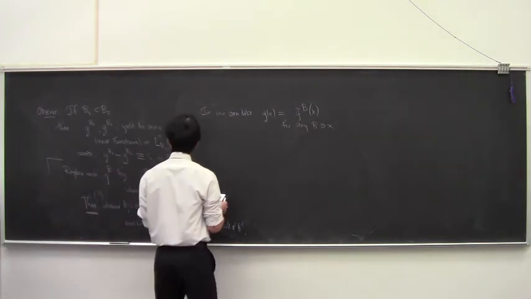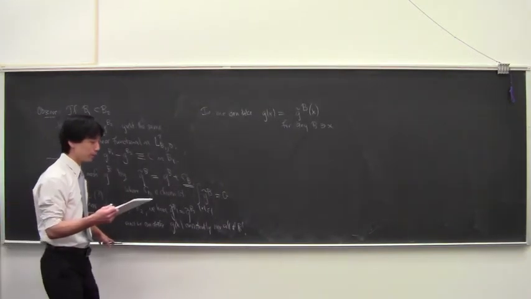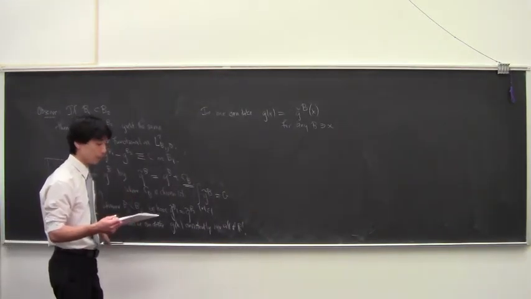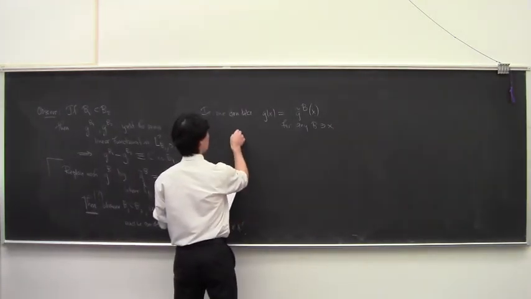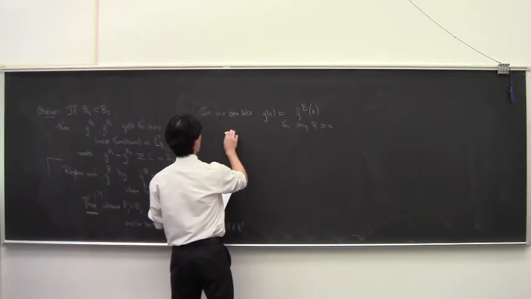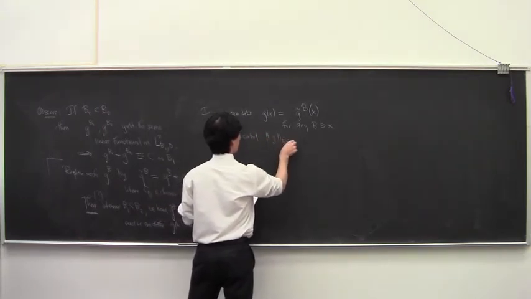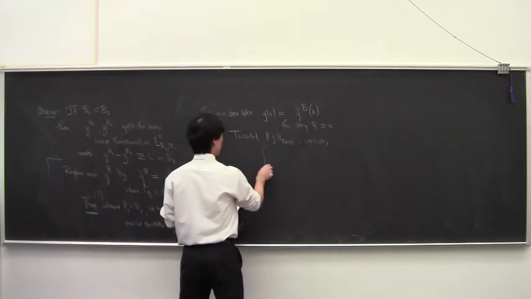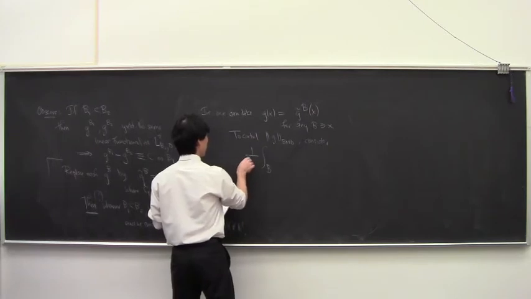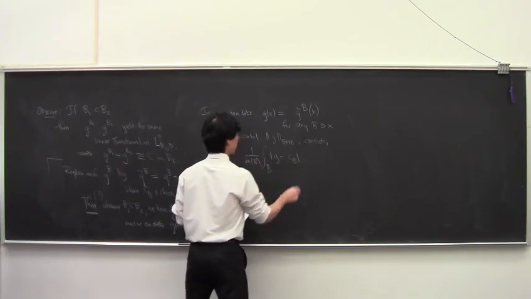So that gives us our G, and what we want to do is control the BMO norm of G. So we say, well, look, we control the BMO norm of G. Let's consider the integral of 1 over the average of G minus CB.